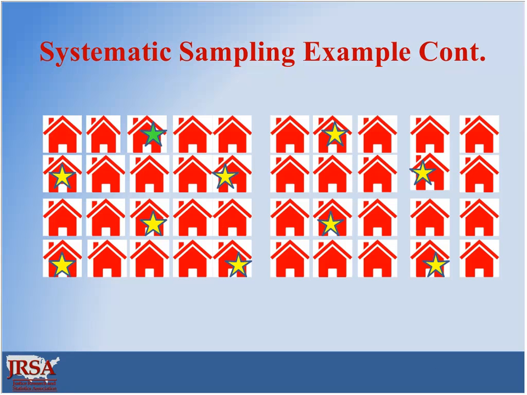Now, remember to be aware of possible patterns. Let's say every 4th house in the survey that we've selected happens to be a fraternity or a sorority house, or happens to be a halfway house. This will certainly bias your results.